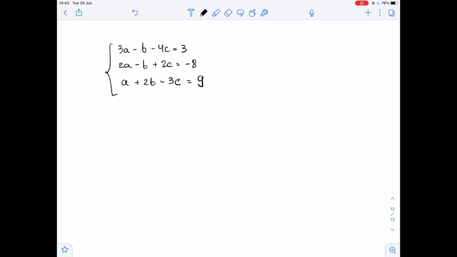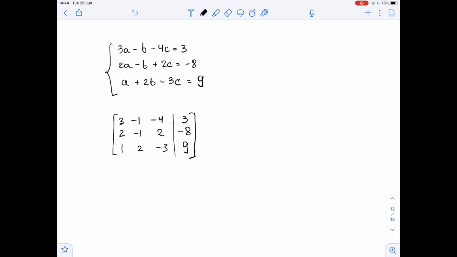So we need to solve the given system of equations using matrices. To do so, let's write down the augmented matrix for this system of equations. The augmented matrix consists of coefficients in front of variables and free terms. For instance, in the first equation, coefficients are 3, -1, -4, and free term is 3. In the next equation, coefficients are 2, -1, 2, and free term is -8. Then the last equation is 1, 2, -3, and free term is 9.